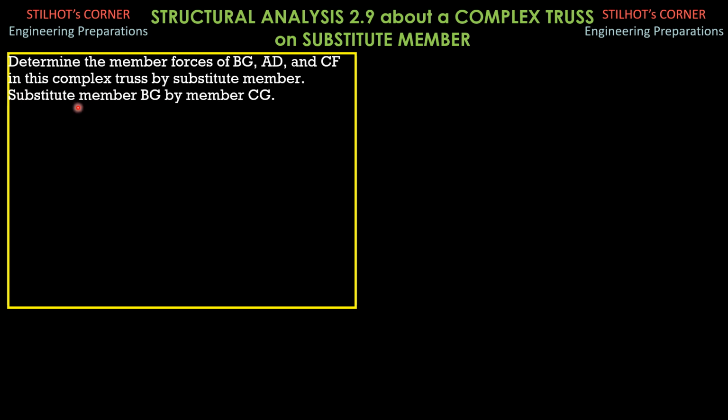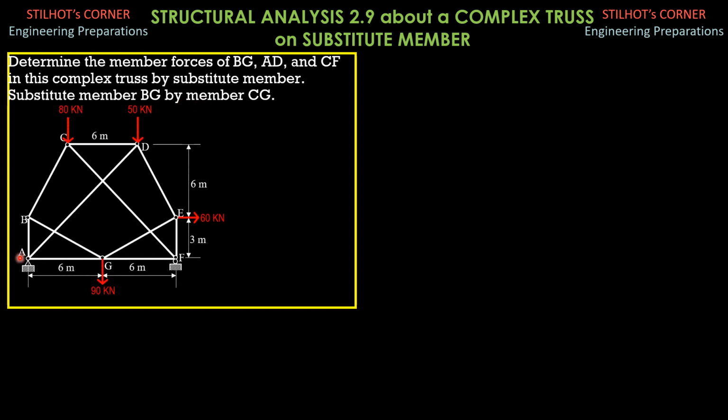So the suggestion is to substitute member BG by member CG. So we substitute member BG by member CG as shown. We remove this, as shown. For the first space, I'll put the procedure here, where to start, which joint we start with, then in the second phase also.